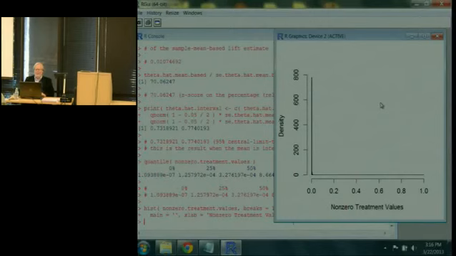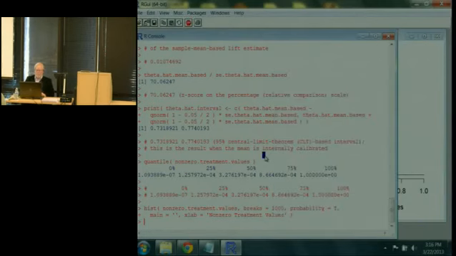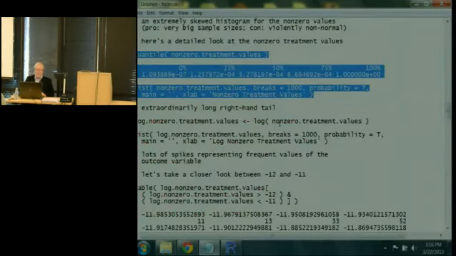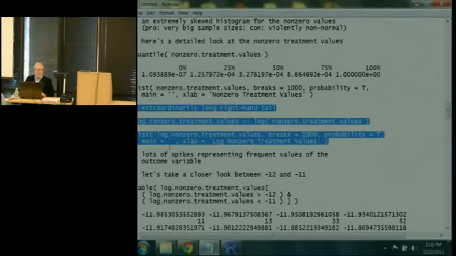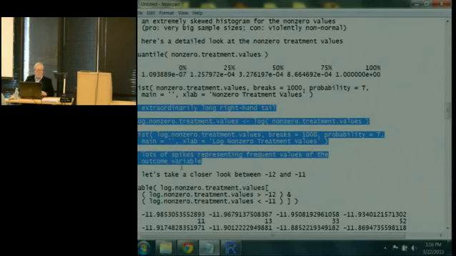And you see that they have an extraordinarily long right-hand tail, which cries out for a log transform, right? So let's go ahead and log them and make a histogram of the log. And something else cool comes right out.